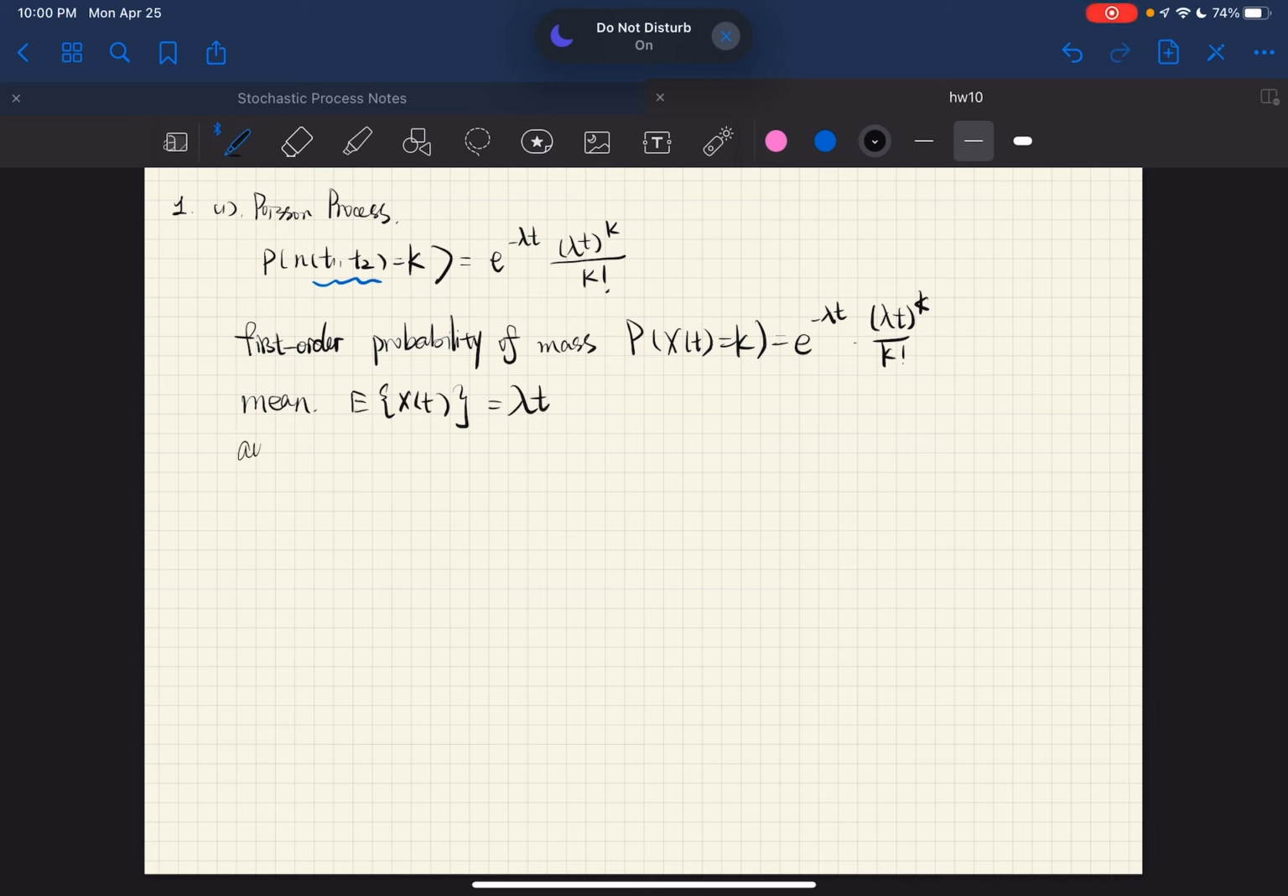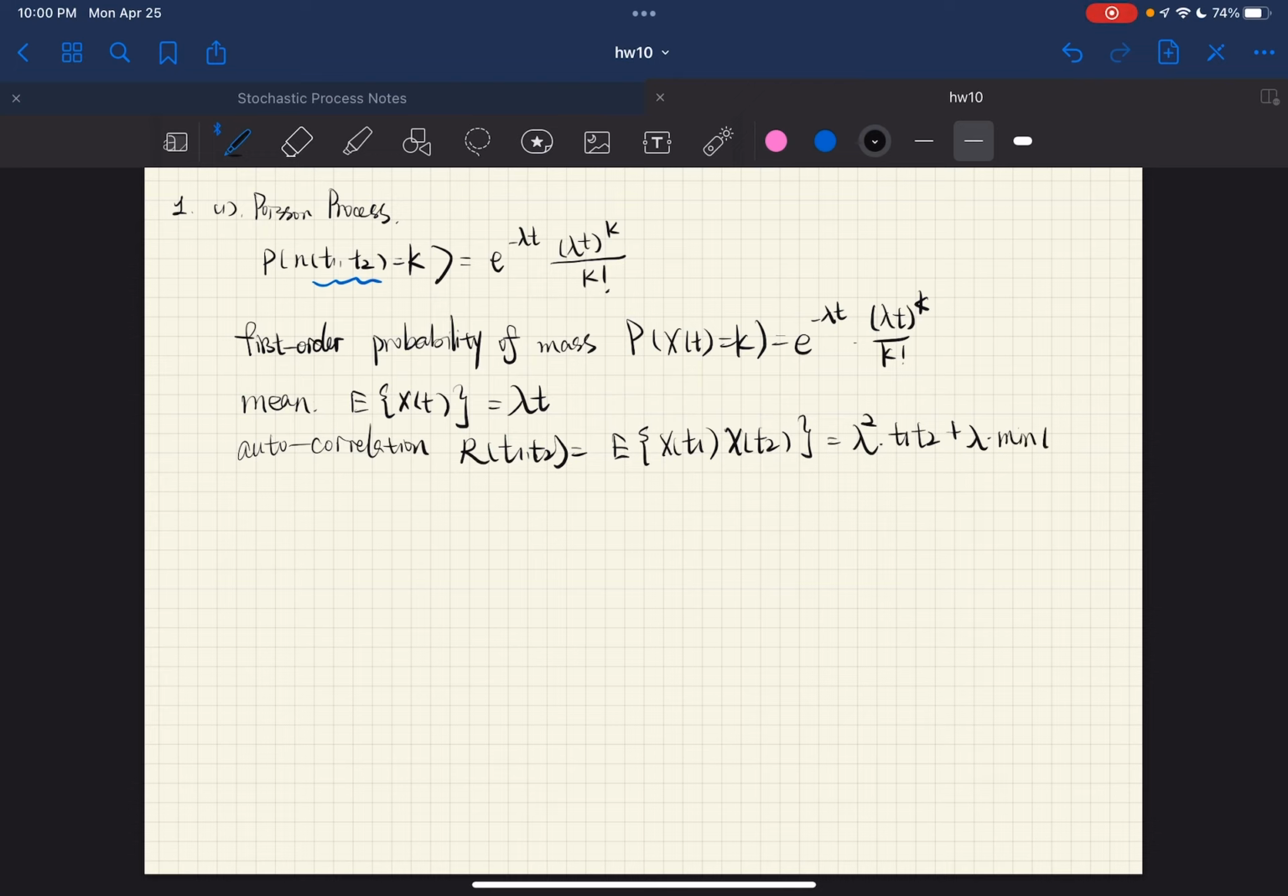And the autocorrelation R(t1, t2) is equal to the expectation of X(t1) times X(t2), and after derivation we got it equals lambda to the power of 2 times t1 t2 plus lambda times the minimum of t1 and t2.